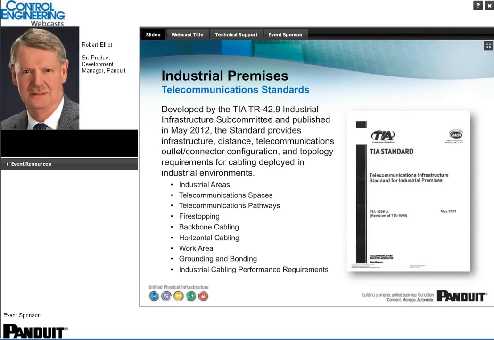It addresses backbone cabling, which is typically cable that rises vertically throughout a building, and horizontal cable, which is then primarily distributed horizontally to work area outlets. It also addresses aspects such as grounding and bonding, and finally gives guidance on industrial cabling performance requirements.